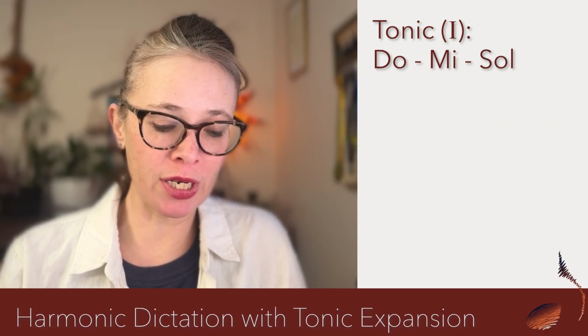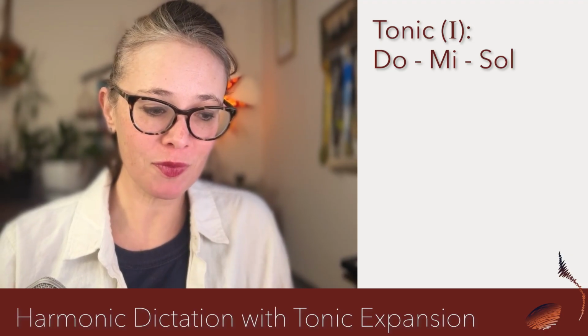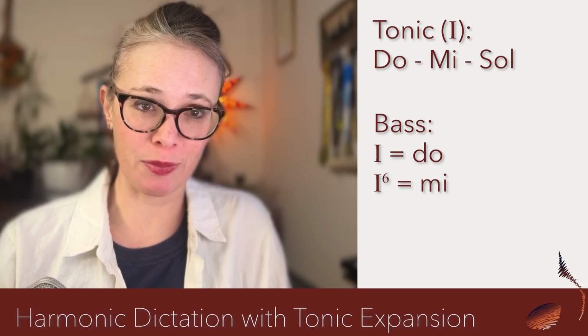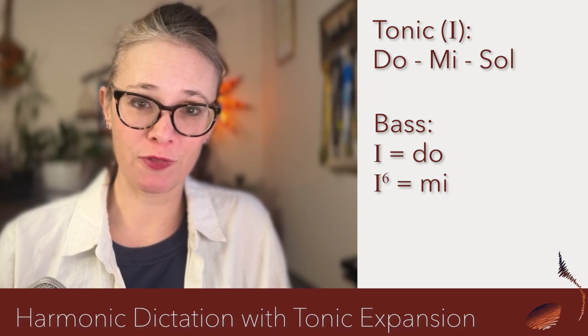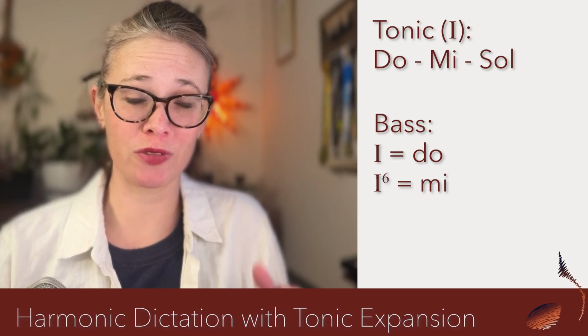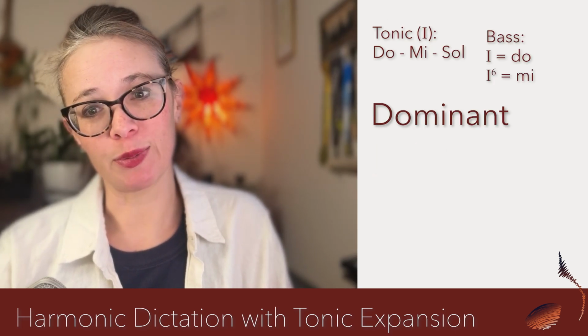Okay, so we already know that the one chord is made of do and mi and sol. First root position, do is going to be in the bass. First inversion, mi is going to be in the bass. We're still not going to have any second inversion chords for the one chord. The dominant chord, however, is going to get a little bit more complicated.